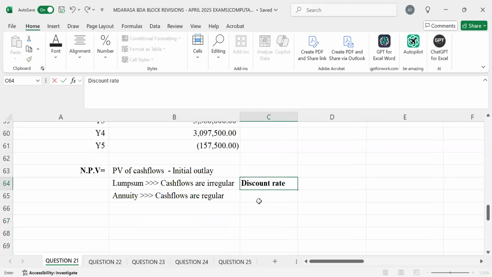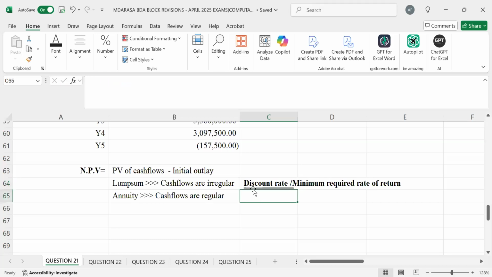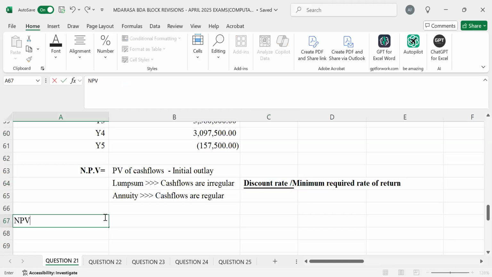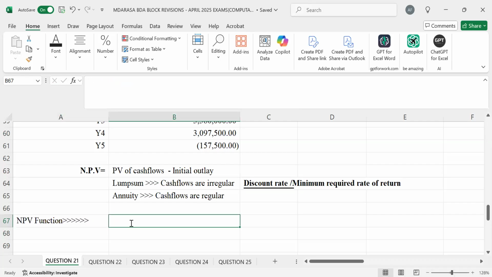We must have the discount rate, or the minimum required rate of return. This one you must have at some point for us to work out the NPV. That's why, even in our formula, if you check your NPV function in Excel, we normally consider the rate.